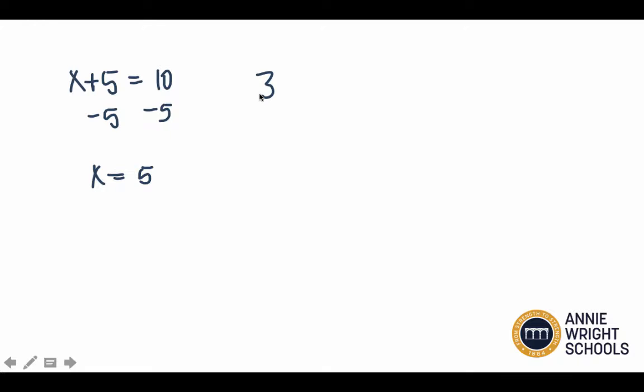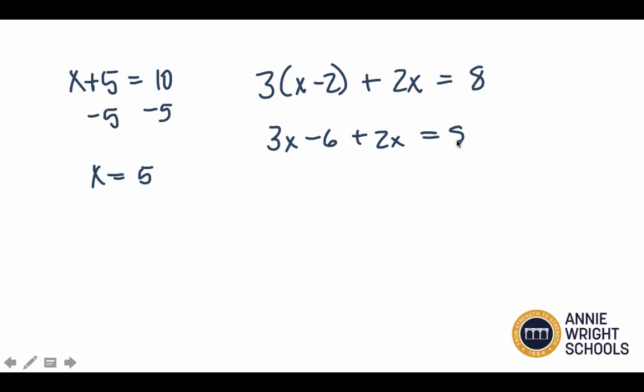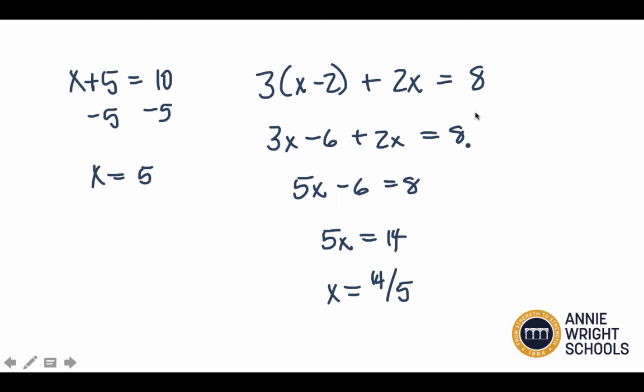A little bit tougher: 3 times (x minus 2) plus 2x is equal to 8. Distribute: 3x minus 6 plus 2x equals 8. Collect like terms: 5x minus 6 is equal to 8. Add 6 to both sides, 5x is equal to 14. Divide by 5, x is equal to 14/5. So here's a one-step, here's a multi-step equation, folding in those properties that we've been working on.